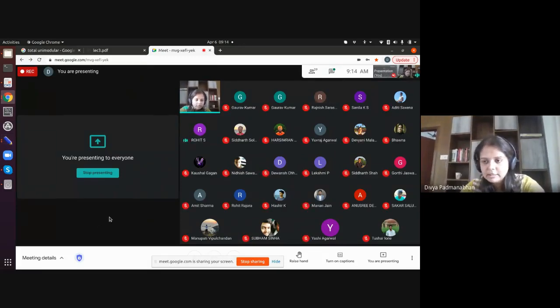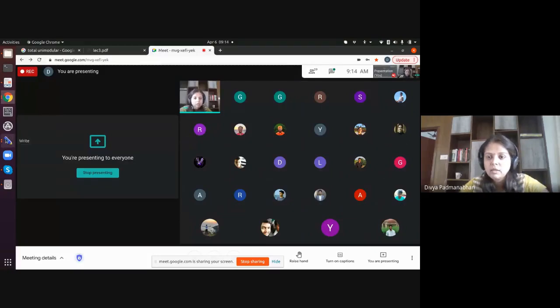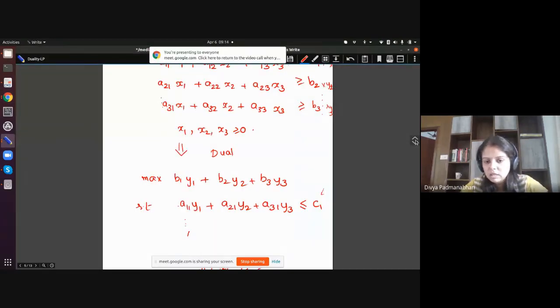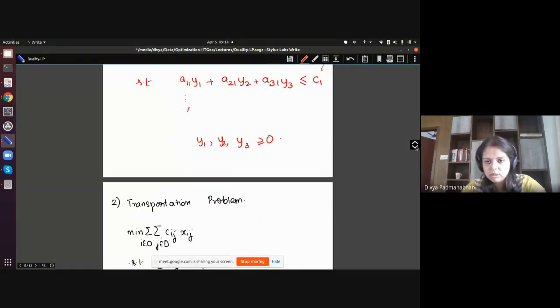Guys, is it clear? Yes, no, it's clear. Okay. So you can complete this dual form as well and see that you get the same interpretation for the other constraints.